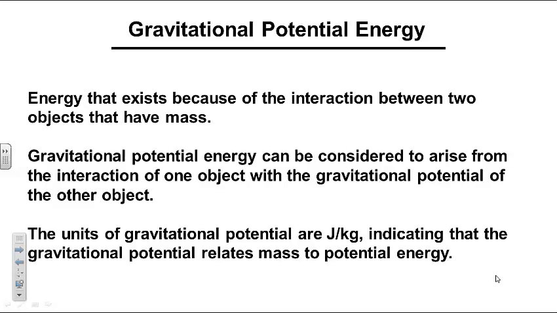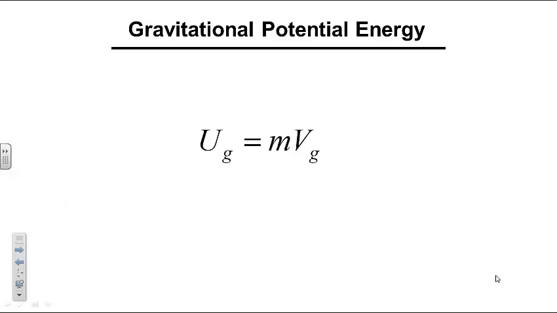Gravitational potential energy is energy that arises from the interaction between two objects that have mass. We can consider it to arise from the mass of one object interacting with the gravitational potential of the other object. This point of view is consistent with the units of gravitational potential, which you recall are joules per kilogram. This is the equation for the gravitational potential energy of a point particle.